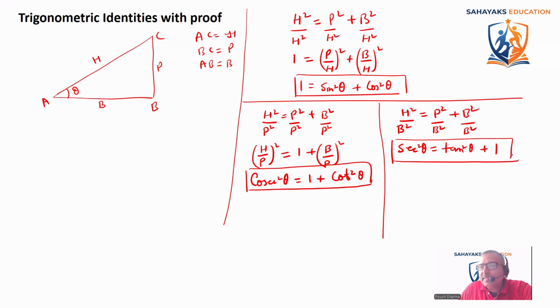We have to remember these identities by heart. Sine square theta plus cos square theta is equal to 1. 1 plus tan square theta is equal to sec square theta. 1 plus cot square theta is equal to cosec square theta. These three identities we have to remember by heart, and we know how we computed them. It's pretty simple.